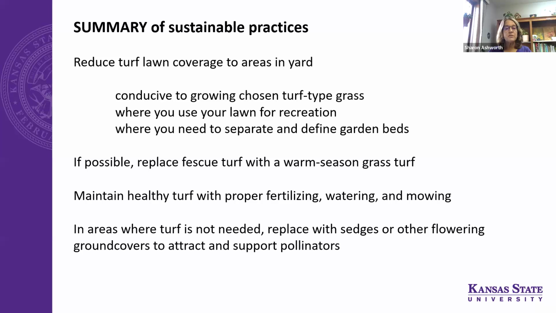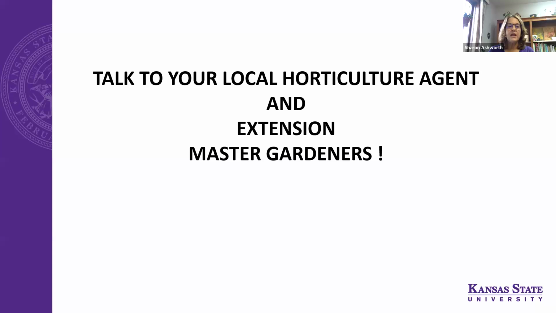And then in areas where turf is not needed, replace with sedges or other flowering ground covers to attract and support pollinators. And most important of all, depending on where everybody's coming in from, a different part of Kansas or the country, talk to your local horticulture agent and your extension master gardeners. They are a wealth of information. Go visit the demonstration gardens, figure out what's growing in your area and what works for you, and walk around your neighborhood, talk to your neighbors as well.